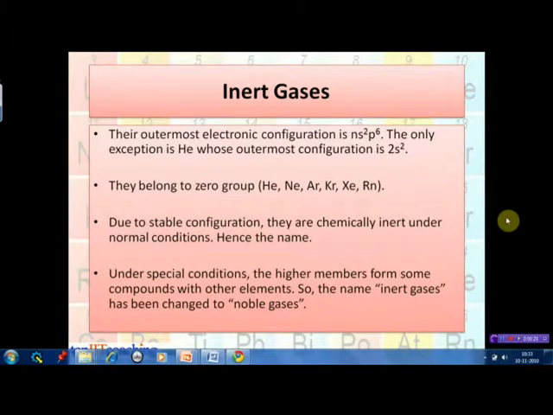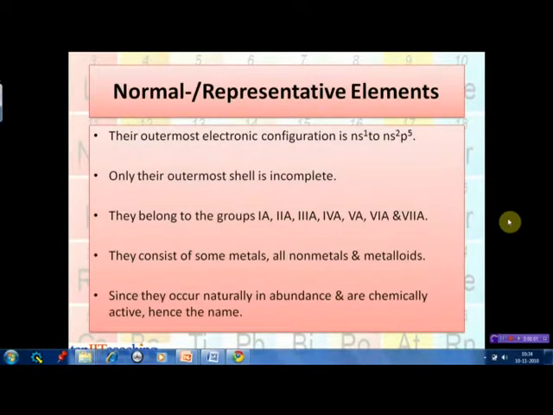ns2 np6, but helium is an exception with the outermost configuration ns2. Now, since they have fully filled orbitals, they are very stable and chemically inert under normal conditions, and hence the name inert gases. But under special conditions, the higher members have been observed to form some compounds. For example, xenon reacts with fluorine to form fluoride. So the name inert gases has been aptly changed to noble gases.